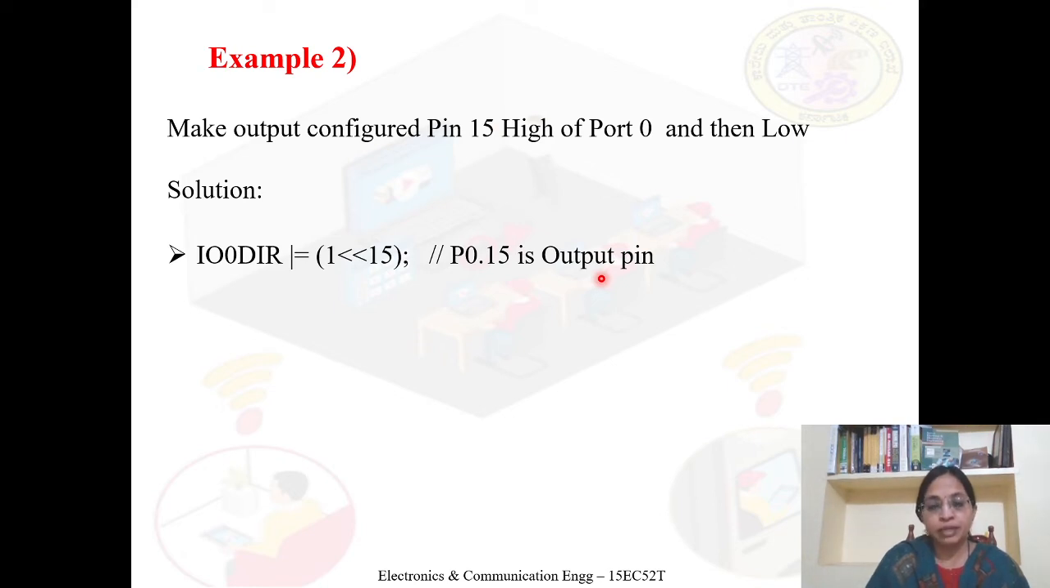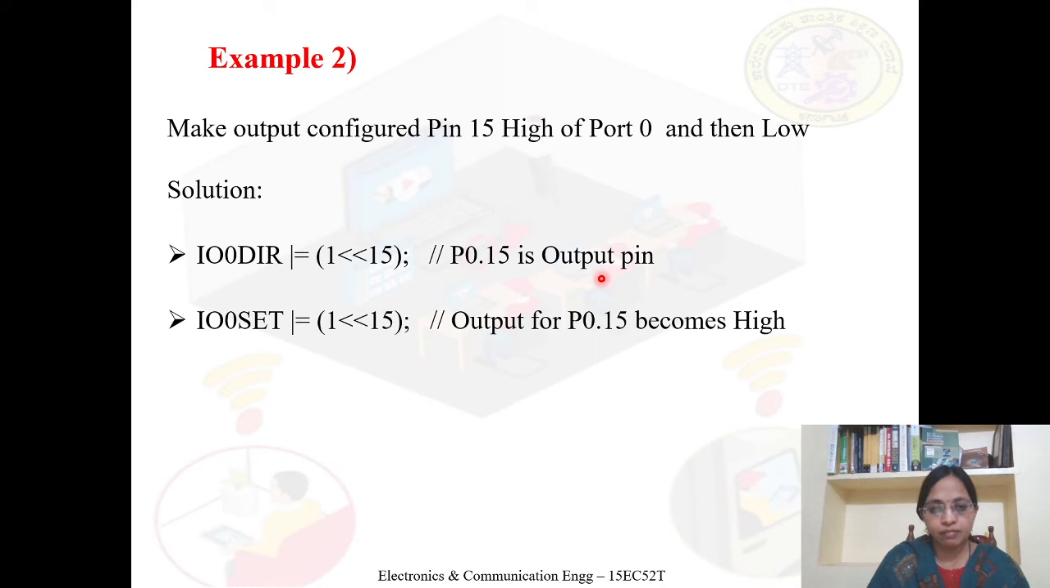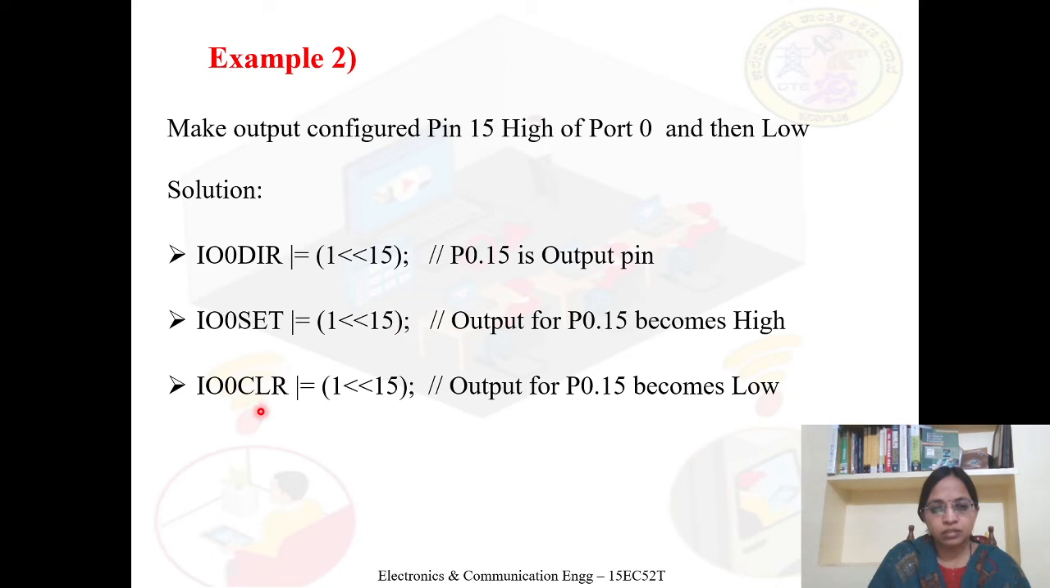Next we have to make it high and low. We have to use the set and clear registers for producing high and low levels. So first IO0SET is equal to 1 left shifted by 15 places, and then into the clear register we have to move 1 into the 15th position. Once again, this is done using the left shift operator.